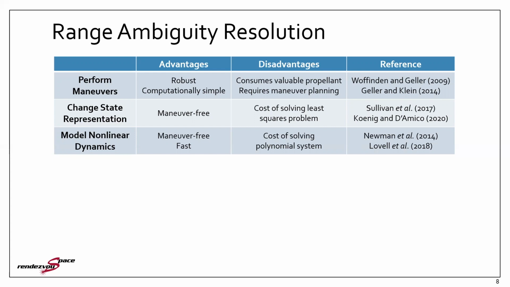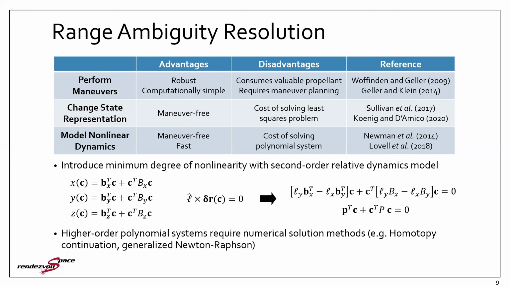The work that I'm presenting here is motivated by a third strategy, which is to use a higher order mapping between the orbital element state and the translational state in order to resolve the range ambiguity. And we can introduce the minimum amount of nonlinearity by simply extending our relative dynamics model to second order. So each of our constraint equations then becomes the sum of a linear term with a quadratic form.